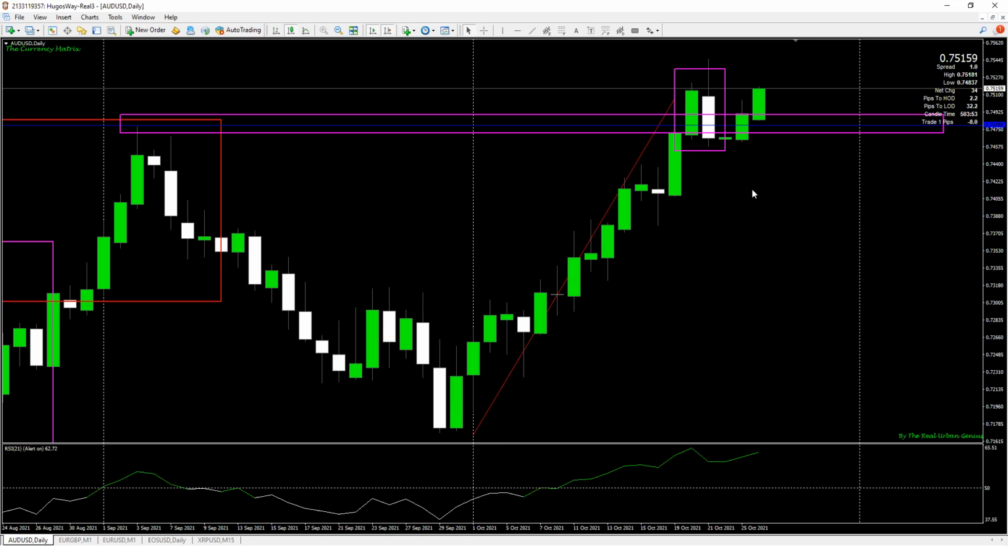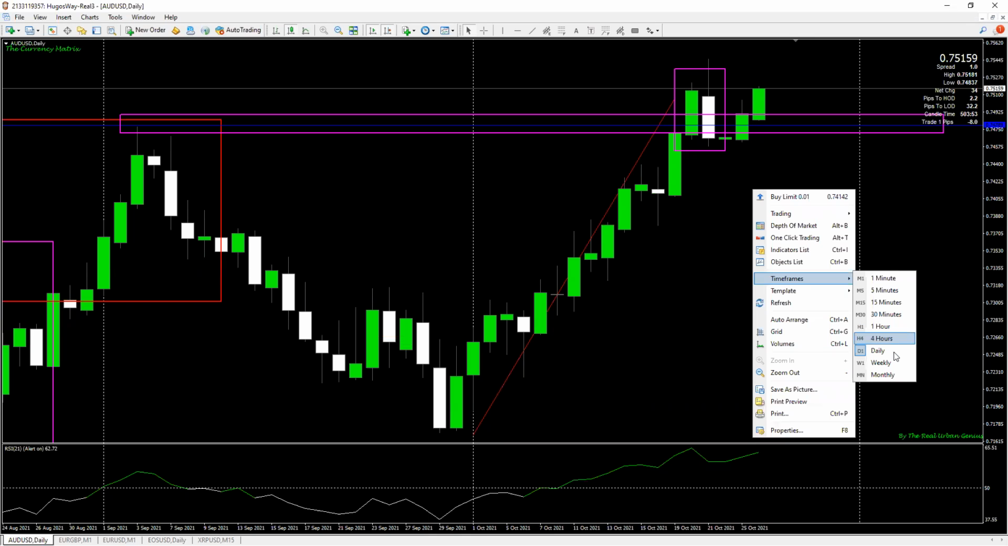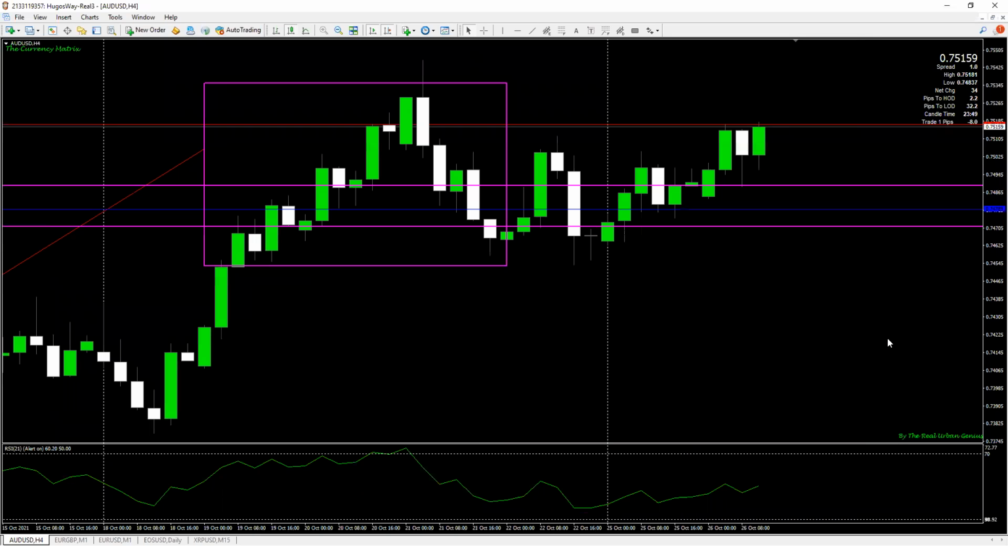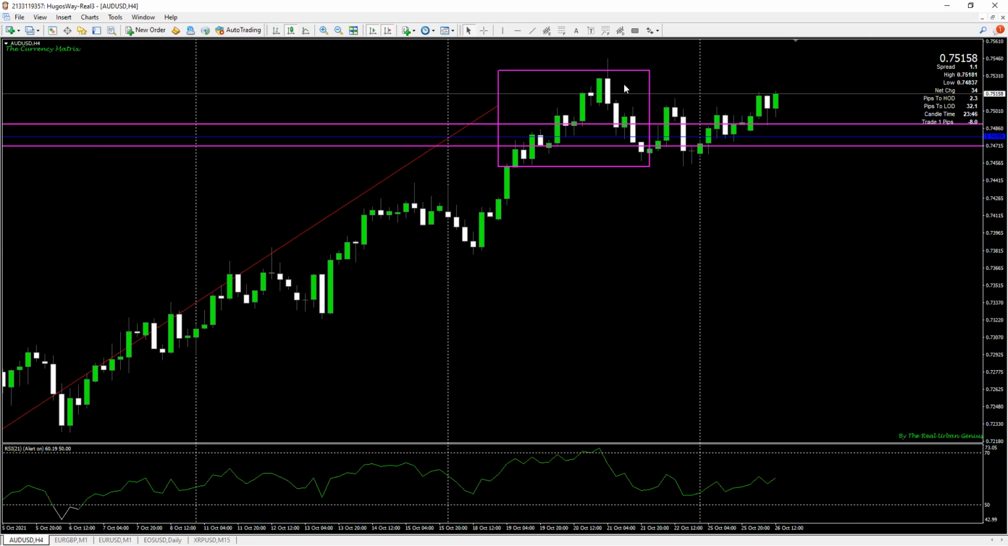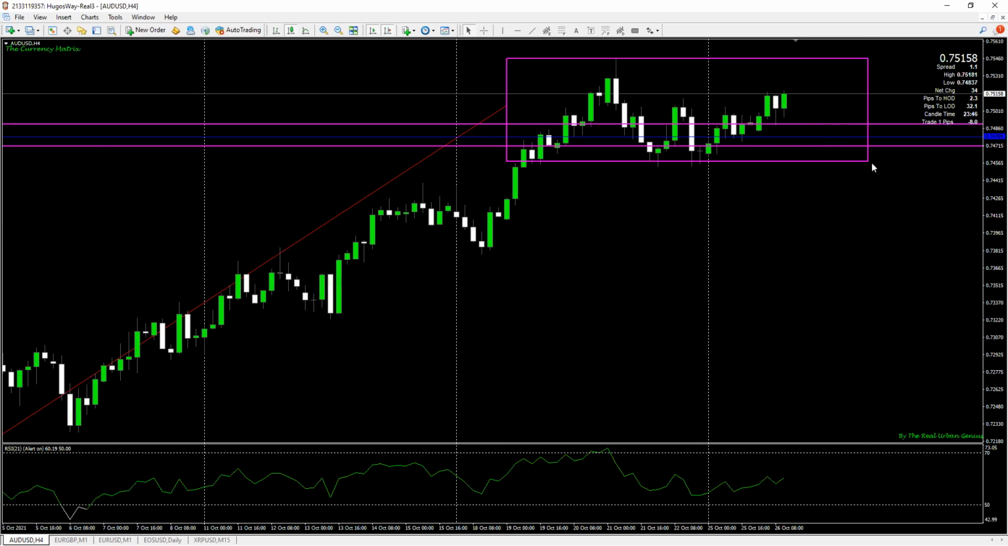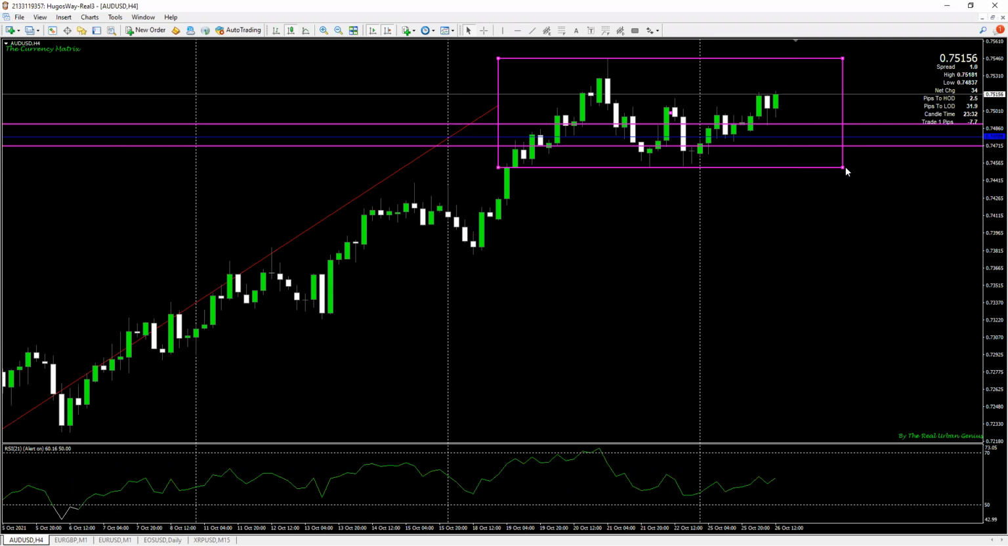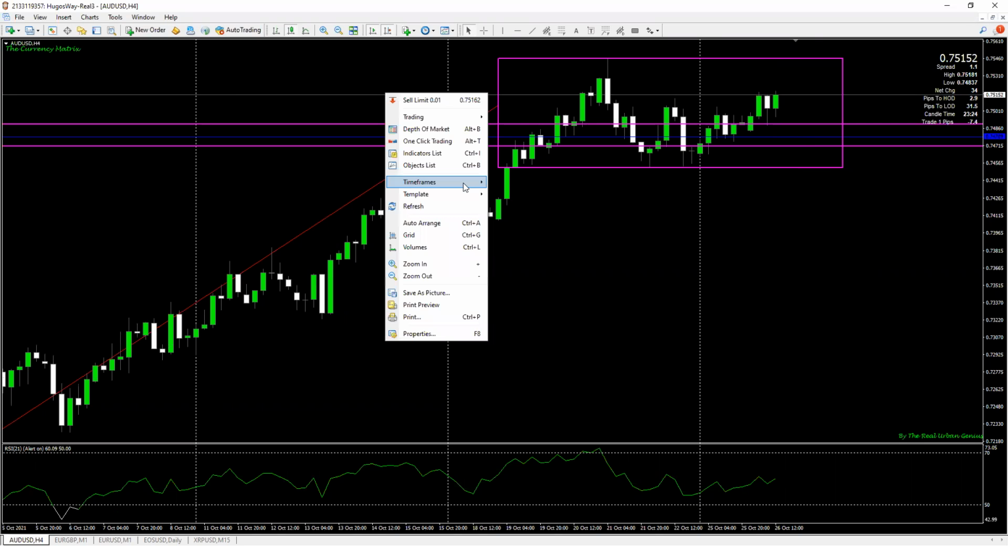So now, we can go down one more level to the 4 hour. Here on the 4 hour, in that particular area, we are in a range here with the high being set here at the top of this box and the retrace low down here at the low of this box. All right. So we know the 4 hour is here stuck in a range.